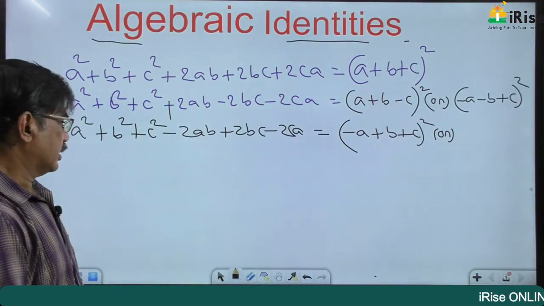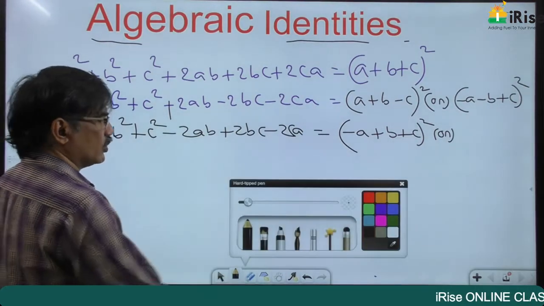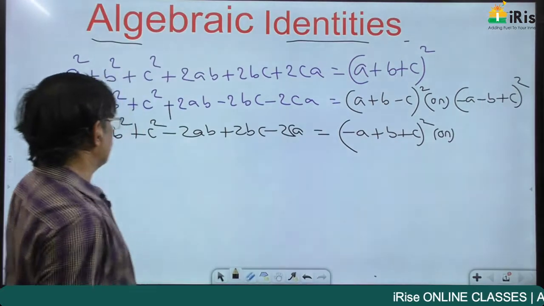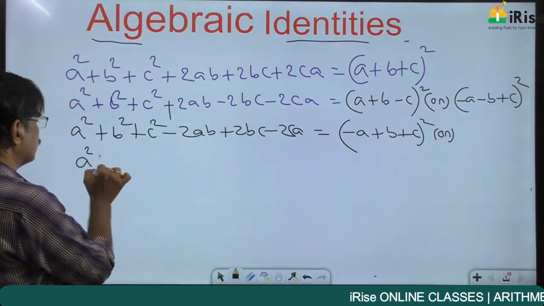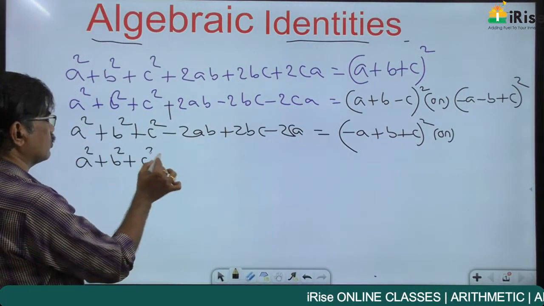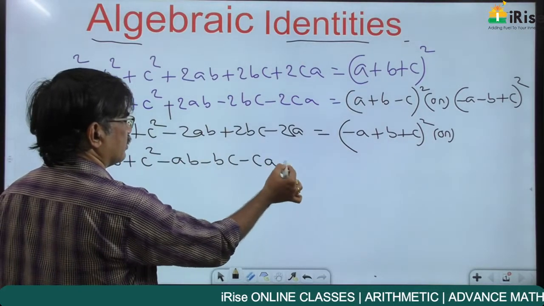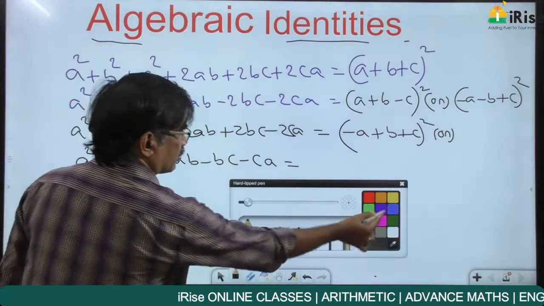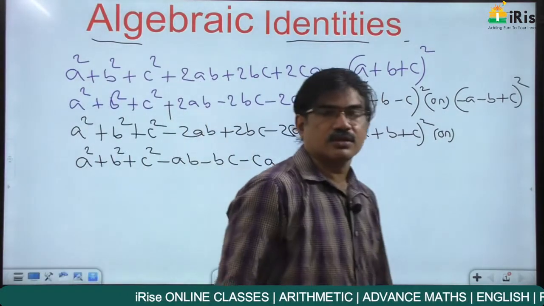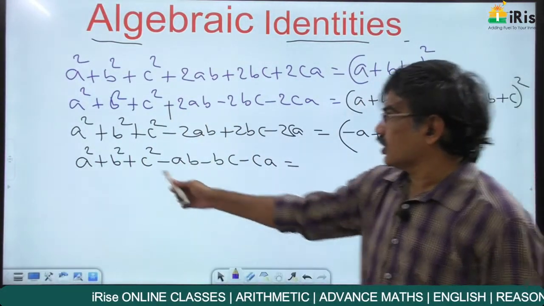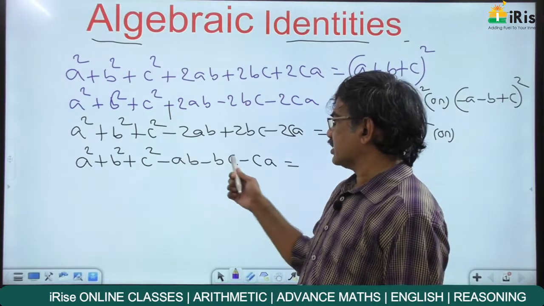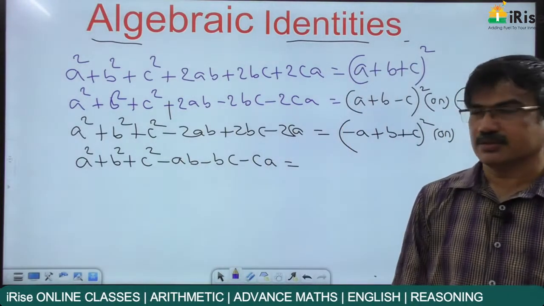Okay. Next there is one more important formula. See carefully. What is the value of a square plus b square plus c square minus ab minus bc minus ca? Very important formula: a square plus b square plus c square minus ab minus bc minus ca.